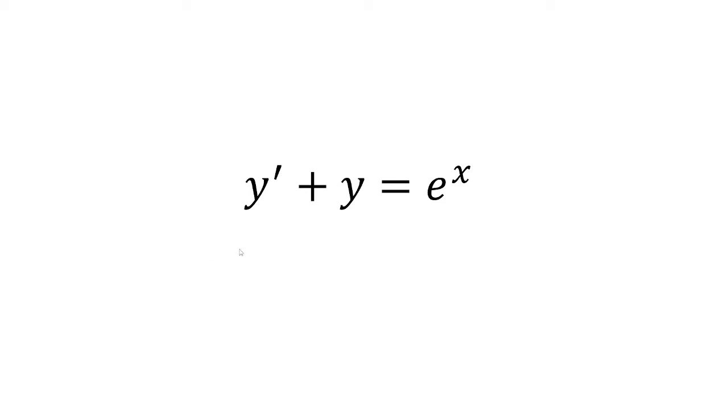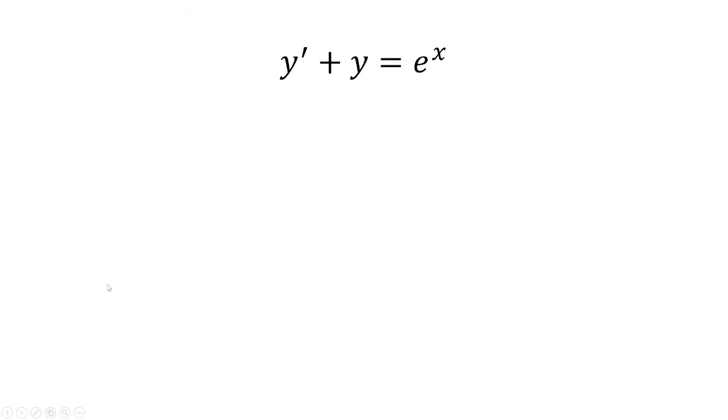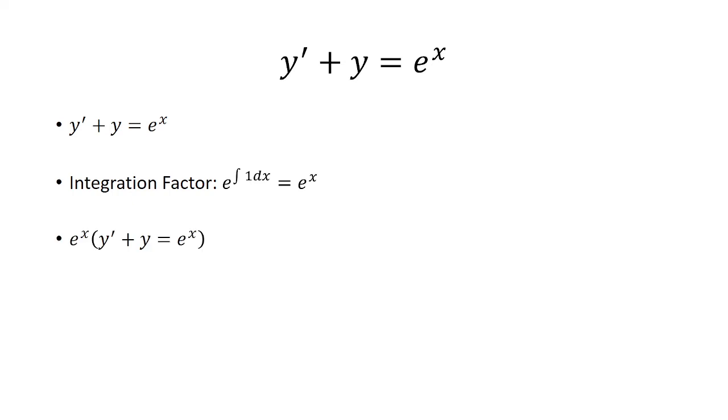In this video, we're going to find two different ways to solve this differential equation. The first way is by using an integrating factor. So this will be e raised to the coefficient of y, which is 1. So the integral of 1 dx, and that's just e to the x. Multiply both sides by the integrating factor, and we get e to the x times y prime plus e to the x times y equals e to the 2x.